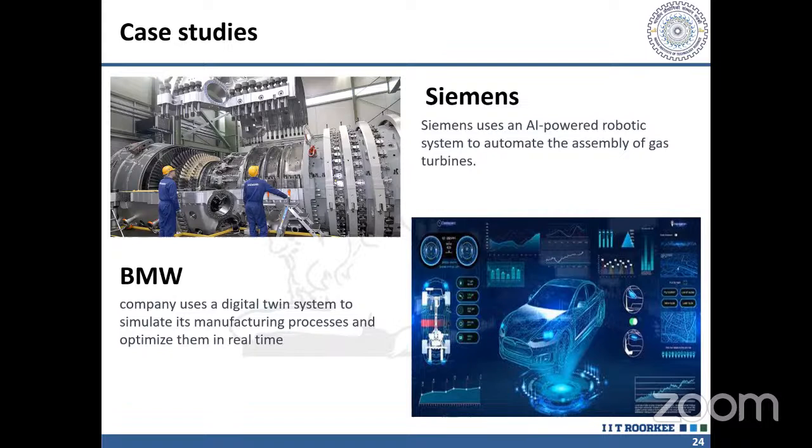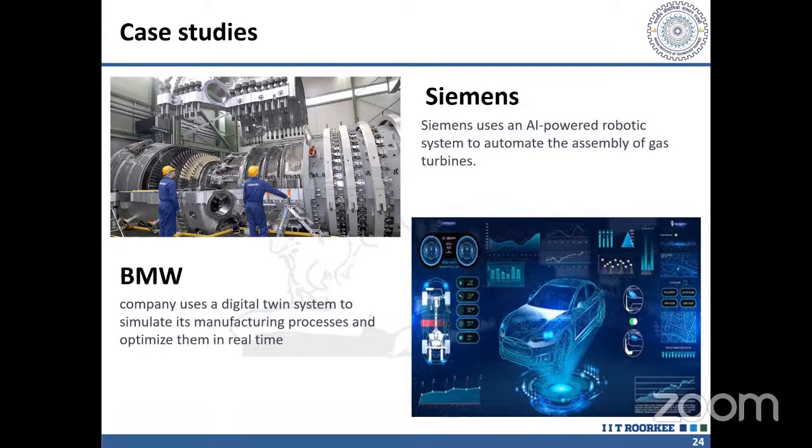downtime of the product. So Siemens uses an AI-powered robotic system to automate the assembly of gas turbines, and the system is enabled with computer vision techniques to identify the parts and uses machine learning algorithms so that it can optimize the assembly process. This resulted in increased efficiency and also improved the product quality.